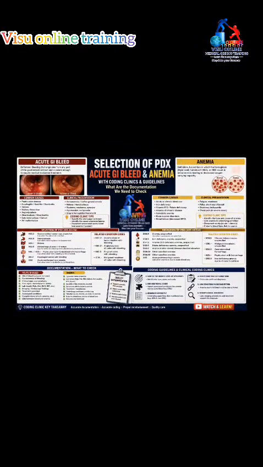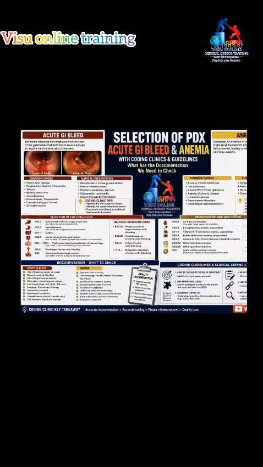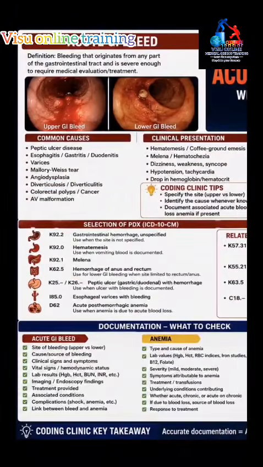Today we are going to discuss the selection of PDX: acute GI bleed versus anemia. When acute GI bleed and anemia are both reasons for admission, what do we need to check? Here, acute GI bleed.